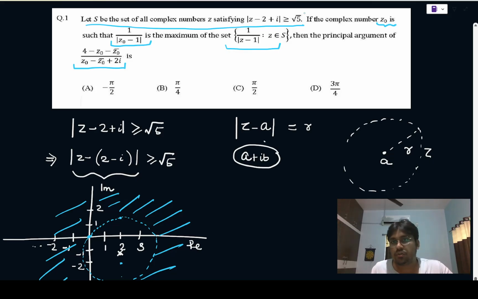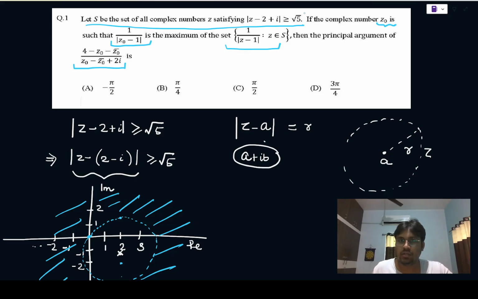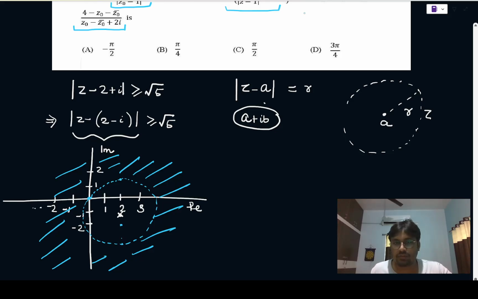We are interested in a complex number Z0 which satisfies some special condition. This Z0 maximizes this expression, 1 upon modulus of Z minus 1. Now just think about it using basic concepts of algebra. You want to maximize 1 upon mod Z minus 1.